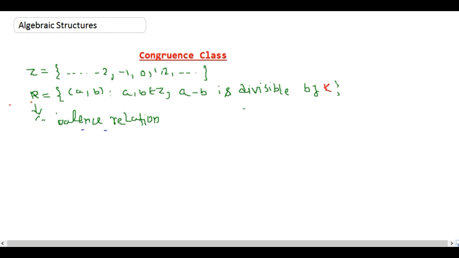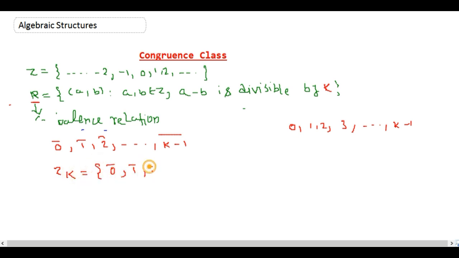For that, the relation also becomes an equivalence relation, and how many remainders do we get? Any integer divided by k gives the remainders 0, 1, 2, 3, up to k minus 1. Because we get k remainders, similarly we get k distinct equivalence classes: 0 bar, 1 bar, 2 bar, and in this way up to k minus 1 bar. If I write the set Zk, the collection of all distinct equivalence classes from the relation, then Zk under the addition of classes will form a commutative group.